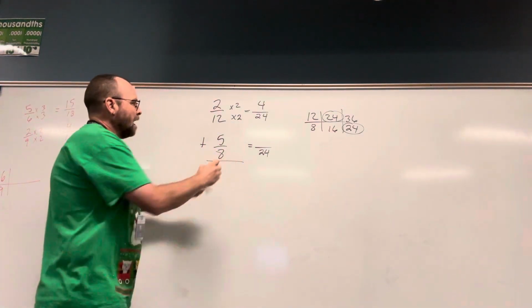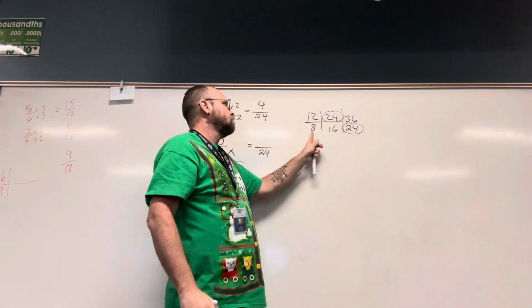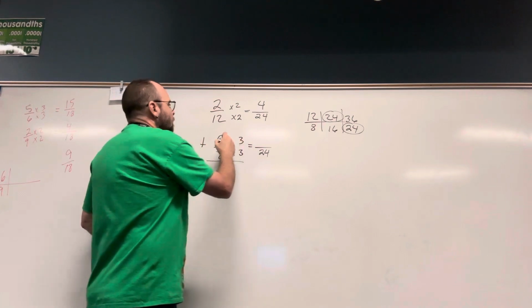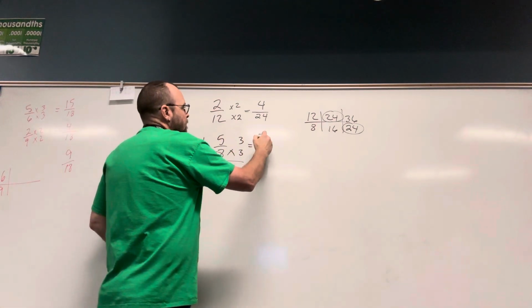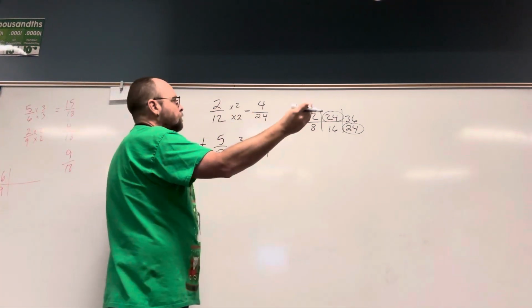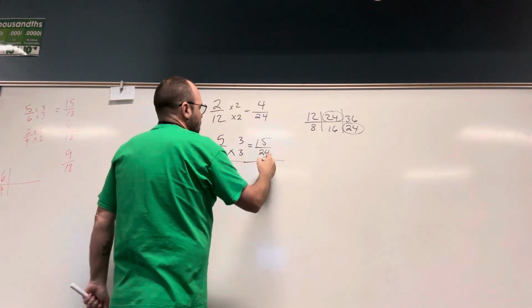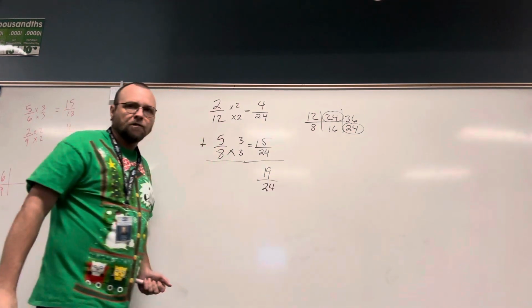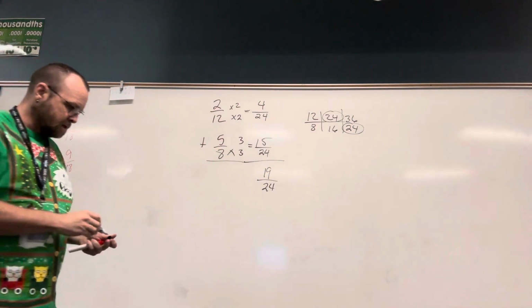What do I multiply 8 by to get 24? 8 times 1, 2, 3. 8 times 3 equals 24. And 5 times 3 is 15. 4/24 plus 15/24 is 19/24. Cannot be simplified.